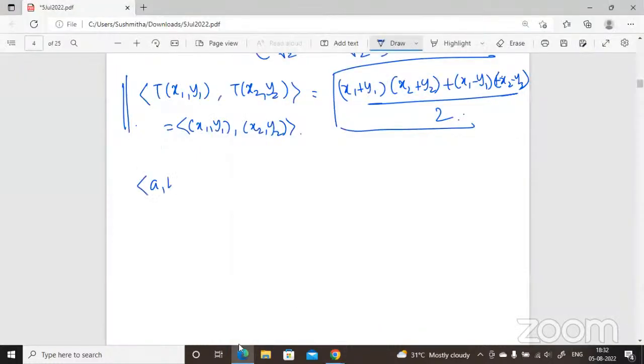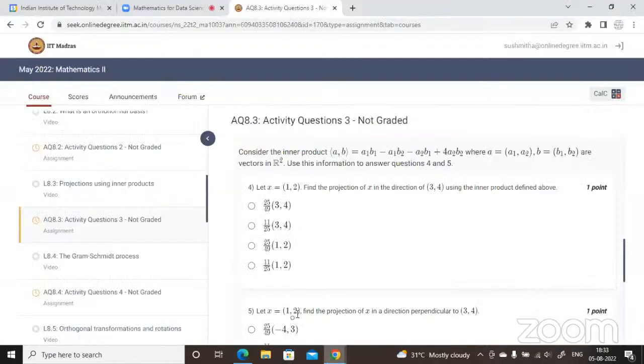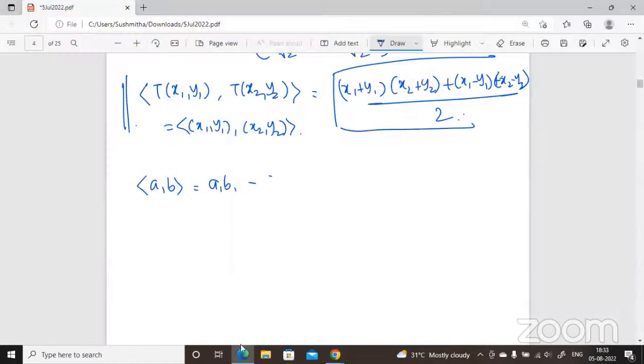Can you quickly tell me what that inner product is? A1, B1, and then minus A1, B2, minus A2, B1, plus 4 A2, B2. Okay. So you want to find the inner product of 3, 4 comma B1, B2, and it should be equal to 0.